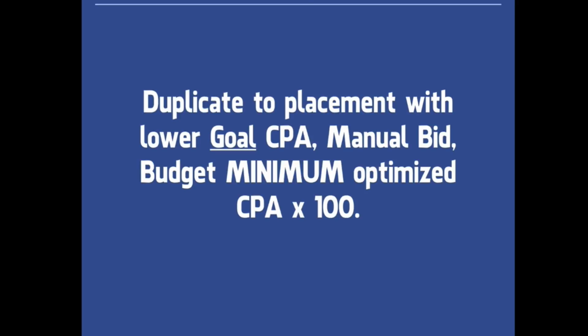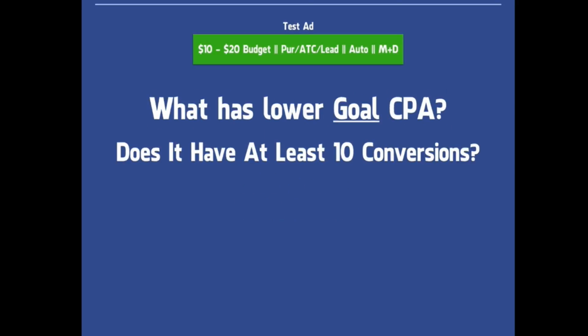And I'm going to set a manual bid. And I'm going to set a budget that is the minimum. The minimum of the budget is going to be the optimized CPA times 100. Okay, that's the minimum budget that I'm going to give the ad. Now, what is the minimum optimized CPA? The optimized CPA is the action that you're optimizing for, which can be either purchase or add to cart or whatever you are optimizing for. It's not the goal CPA.